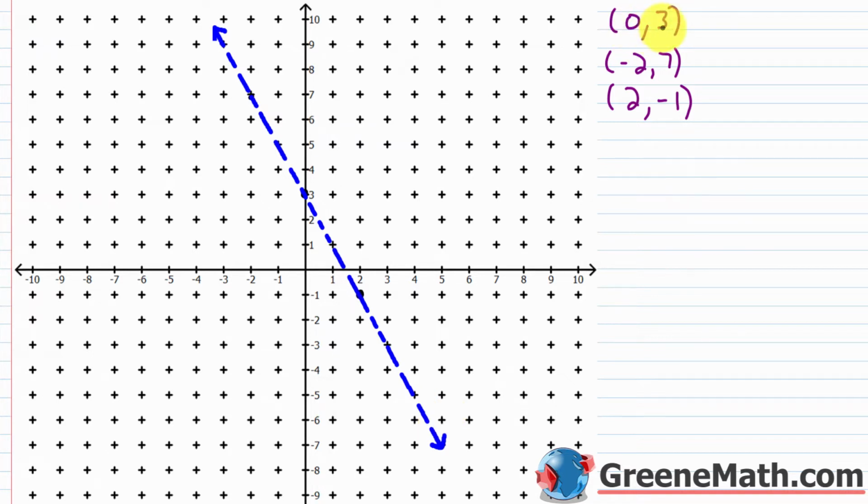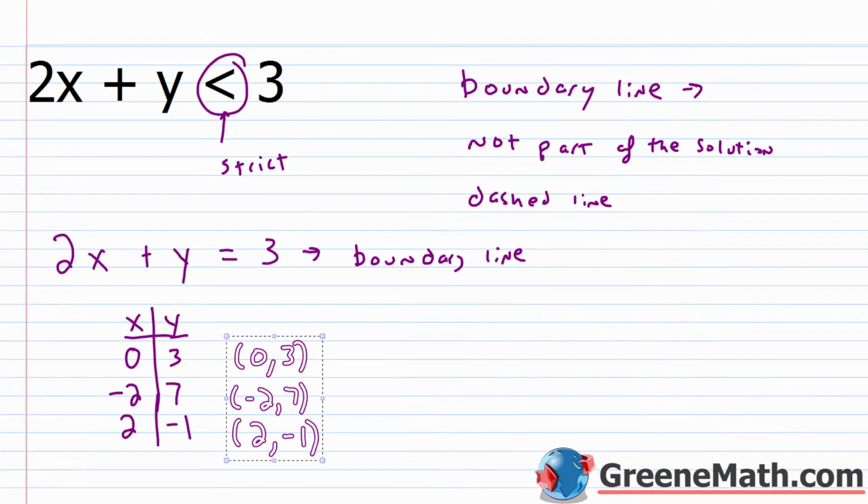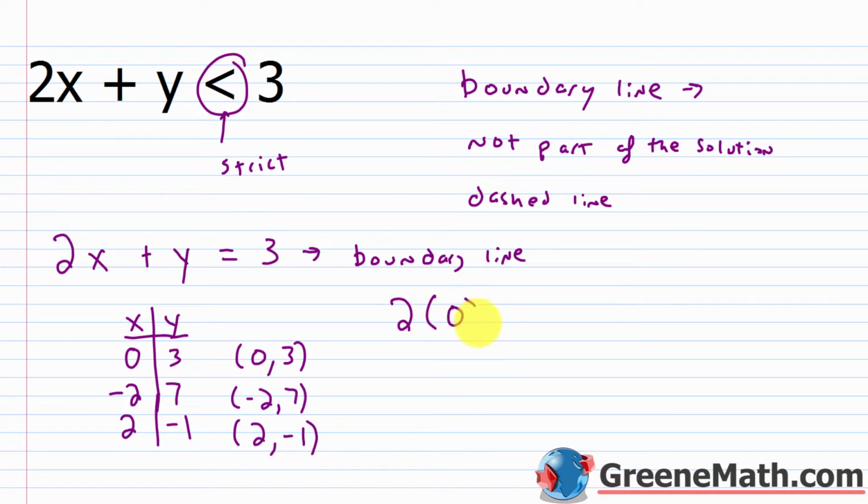If I take (0, 3), let's go back up, and I plug that in, because (0, 3) is on the line, and this is a strict inequality, it should not work. So let's see if it does. So we have 2 times 0 plus 3 is less than 3. 2 times 0 is 0, so this would cancel. You'd be left with 3 is less than 3. Well, that is not true. 3 is not less than 3. 3 is equal to 3.